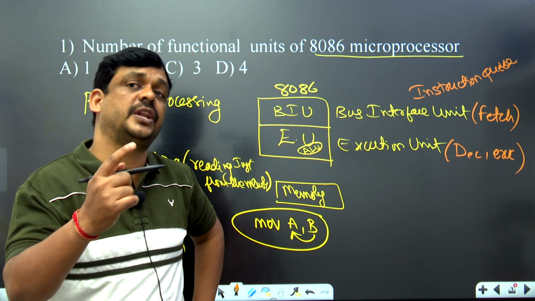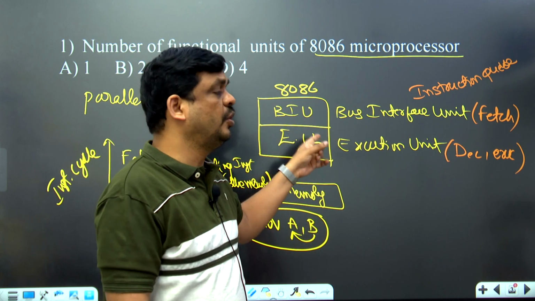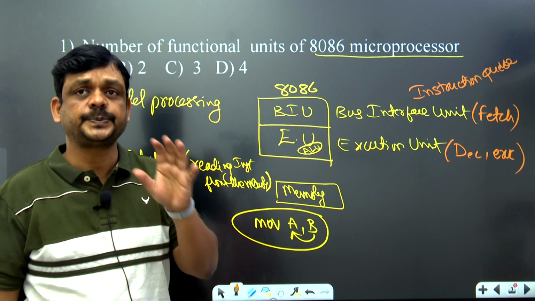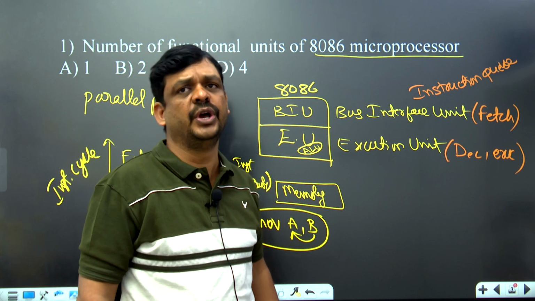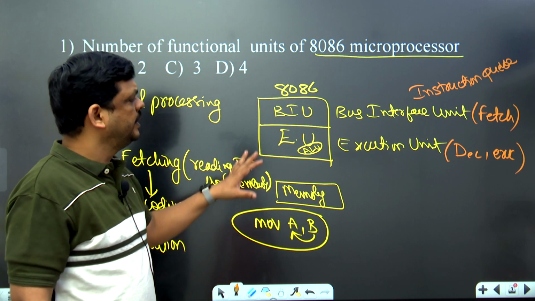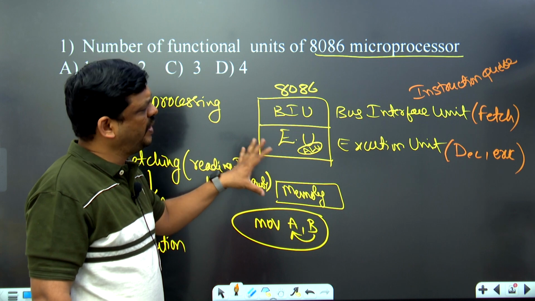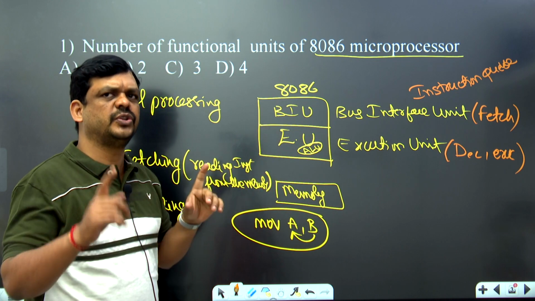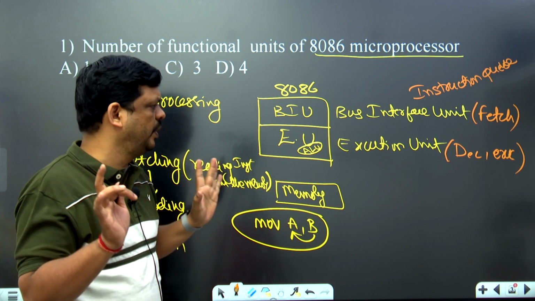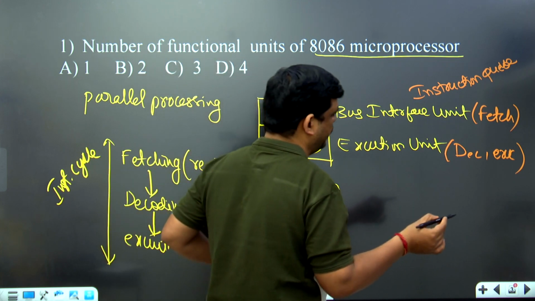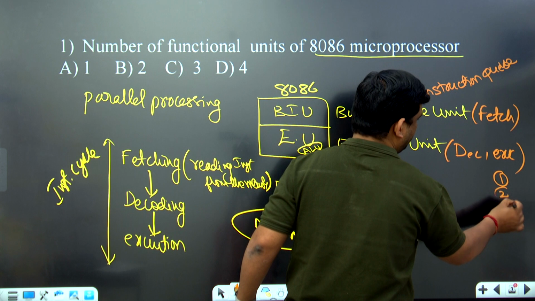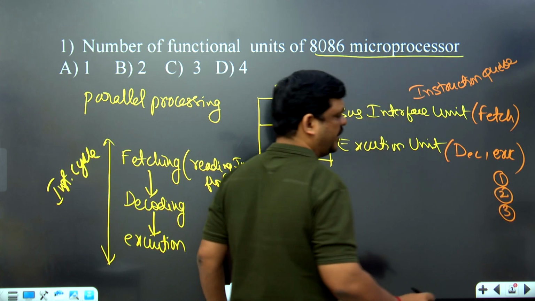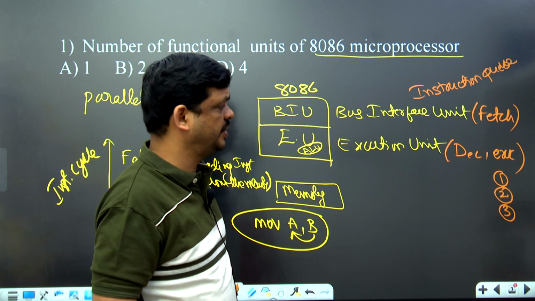So the pipeline structure is introduced in the 8086 microprocessor. This is not defined in other basic processors like the 8085 microprocessor. Then, what is the advantage of this pipeline structure? For that purpose, I want to take one example. For easy understanding, let us assume within the memory three instructions are there, right?